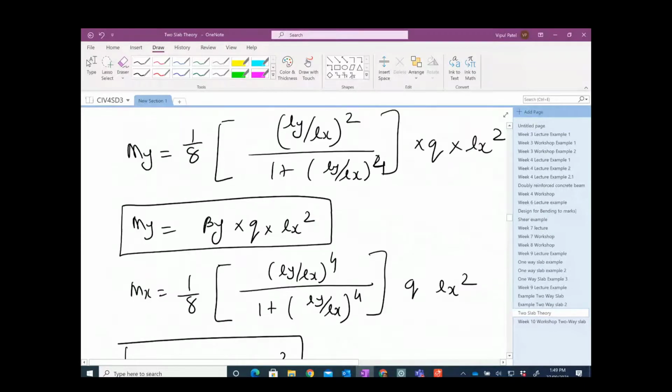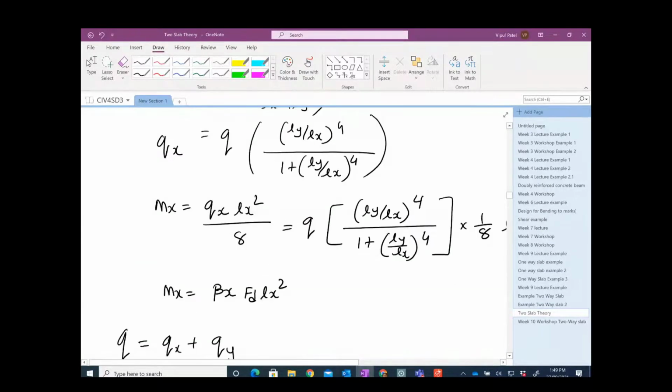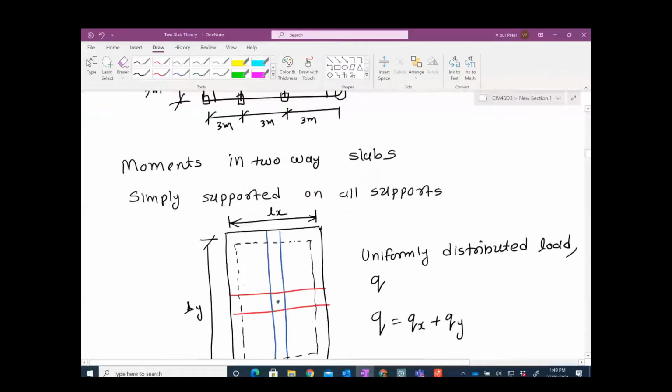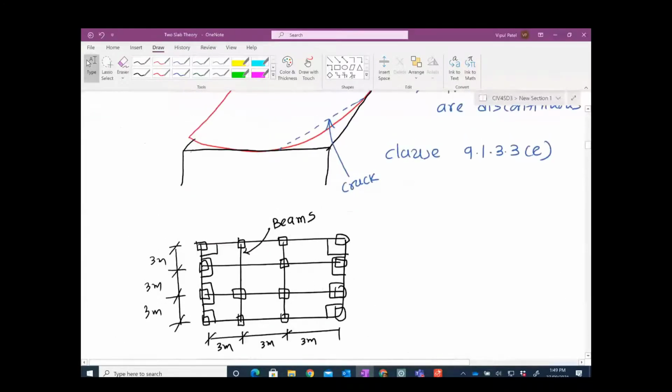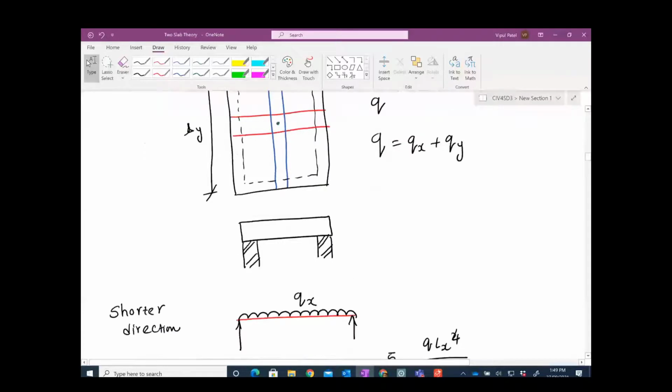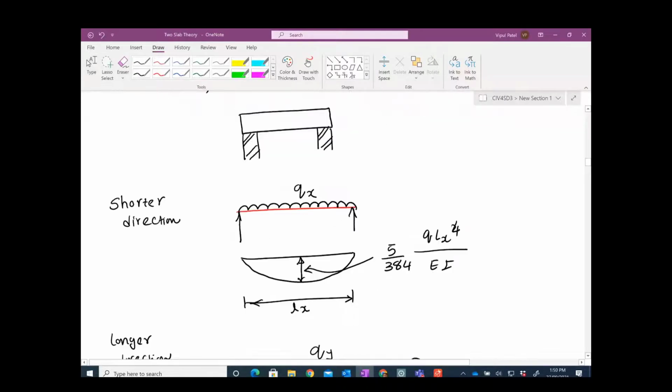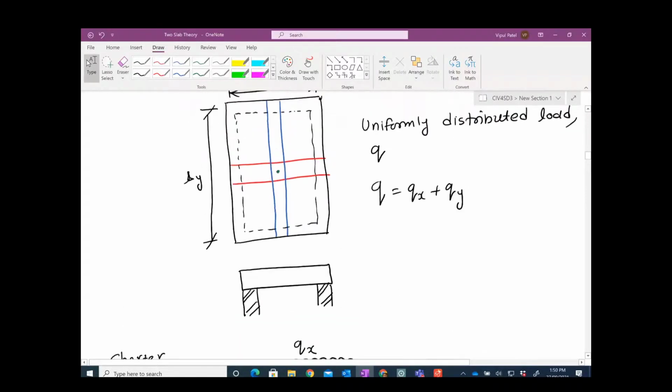Sorry, these are all my notes that I generally use. Okay, that is here. So this theory is saying that if you have a two-way slab, then the deflection in the middle would be the same if you bend it about the red line or about the blue line. The deflection at the midpoint would be the same.